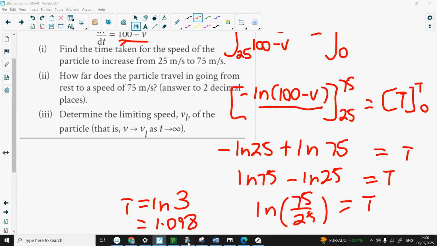Any questions thus far? How far does the particle travel in going from rest to 75? Answer to 2 decimal places.